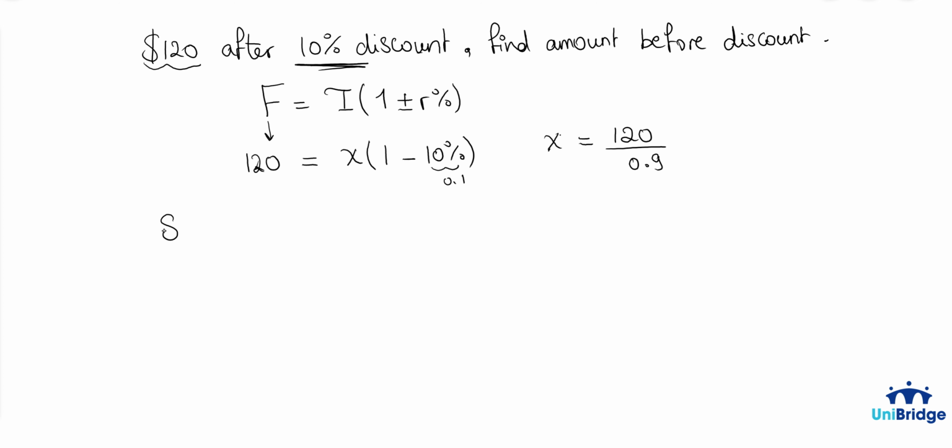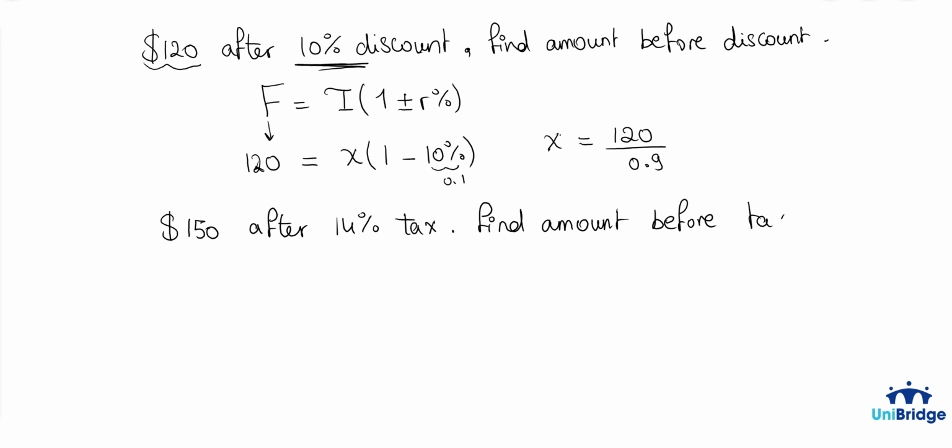But what if something is worth $150 after 14% taxes? Find the amount again before the tax. So this is the key: you have the final, and you want the original, or the amount before the tax. This makes the 150 your final amount. So you plug it here.